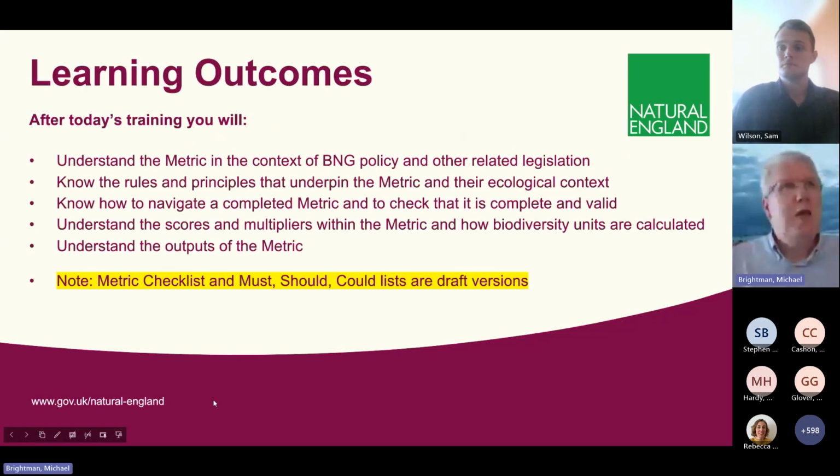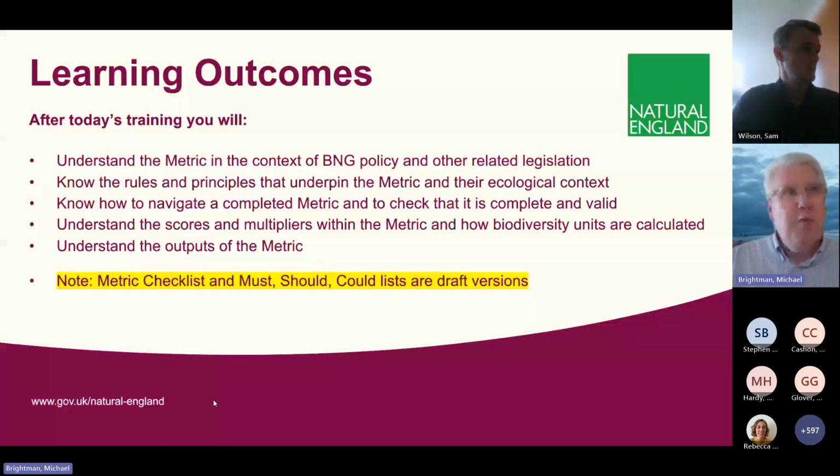So in terms of today's learning outcomes, by the end of this afternoon, you'll understand the metric in the context of biodiversity net gain policy and other related legislation. You'll know the rules and principles that underpin the metric and their ecological context, and you'll also know how to navigate a completed metric and to check that it's complete and valid. You'll also understand the scores and multipliers that are contained within the metric and how, therefore, biodiversity units are calculated. And you'll also understand the outputs of the metric.